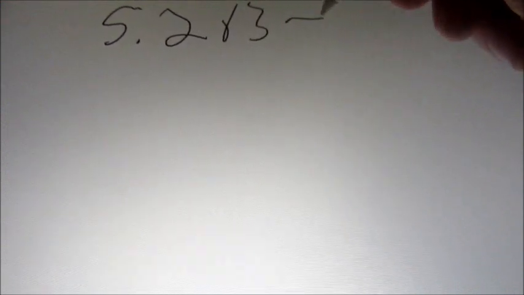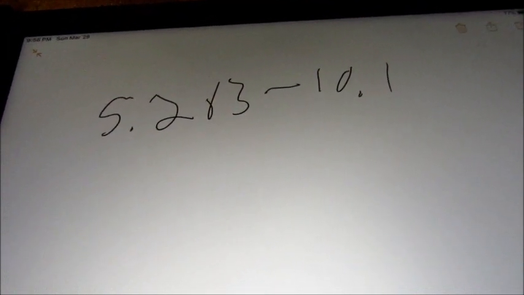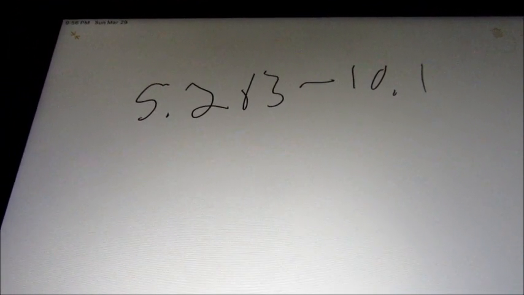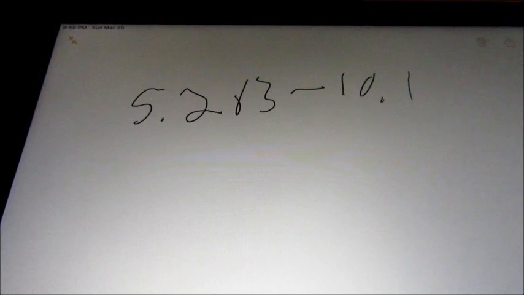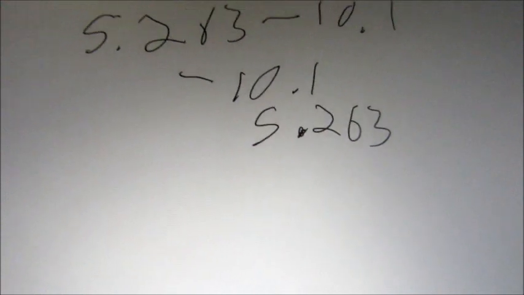Okay, so subtracting is going to be a little bit different. Let's say we have 5.263 minus 10.1. Here what we have to do is put the number that has the higher absolute value first. So that's the 10.1 because the 10 is bigger than a 5. So we're going to put 10.1 on the top, and 5.263 on the bottom. And here notice that the negative is with the 10. So we're going to put negative 10.